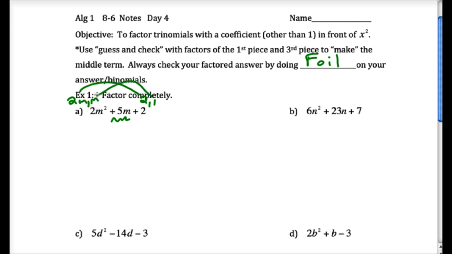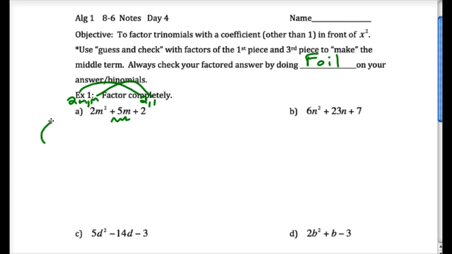Guys, what's 2m times 2? 4m. What's m times 1? What's 4m and 1m make? You found them. So, you have to pair them up with these little rainbow things, whatever you want to call them. Okay?